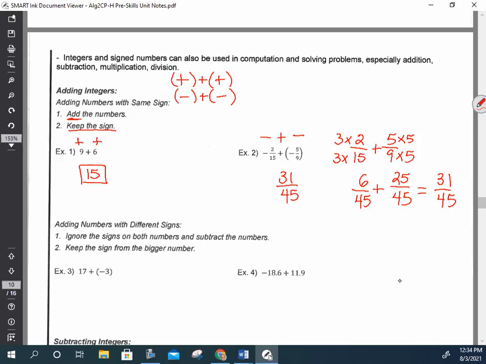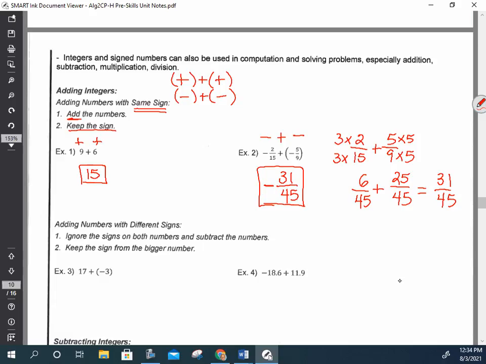Add the numbers up, and you keep the sign. Just because they were two fractions doesn't mean the problem doesn't get done. The problem still gets done the same way. So it's the same sign. These are the rules for if the signs are the same.